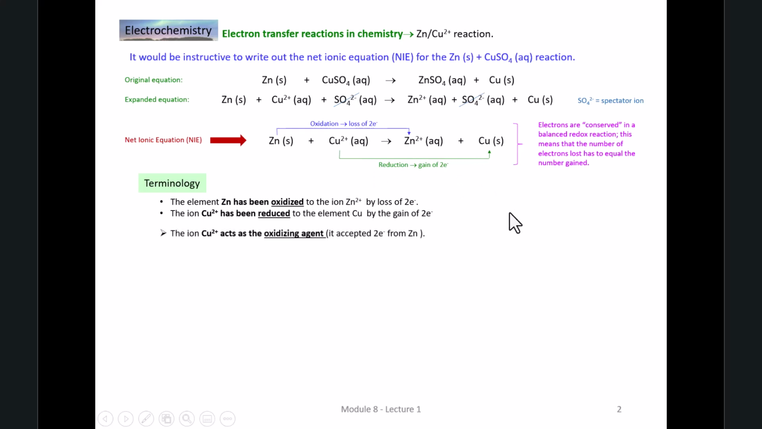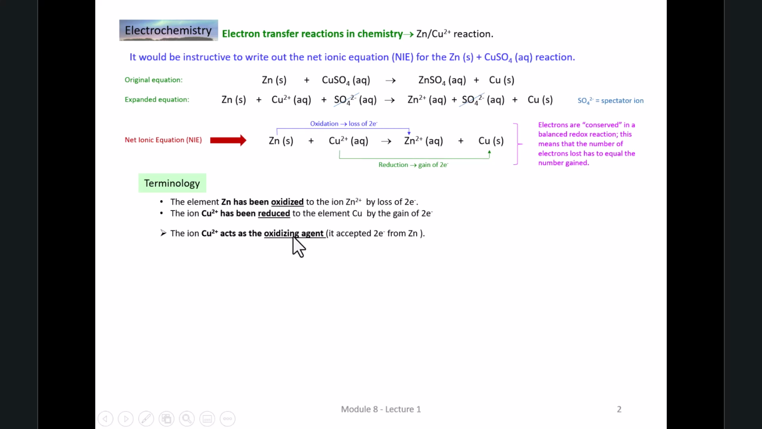We say that the ion copper 2+ acts as the oxidizing agent. It accepted 2 electrons from zinc. This can sometimes be a little confusing because we say copper 2+ has been reduced, and then we say it's the oxidizing agent. What we mean here is that copper 2+ acted as an agent of oxidation to remove 2 electrons from zinc. So copper 2+ is itself reduced, but it's reduced by acting as an agent of oxidation of the zinc. So it's an oxidizing agent.